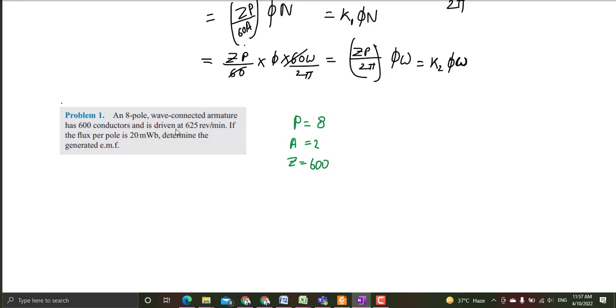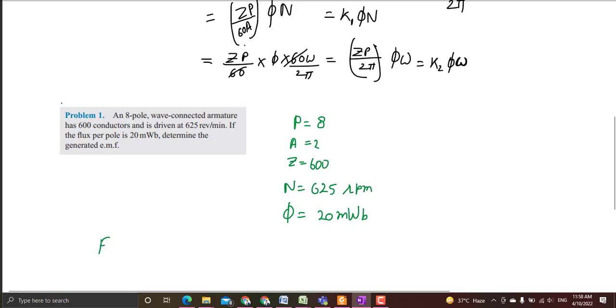It is driven at 625 revolutions per minute, so N is 625 RPM. The unit of N is always RPM, revolutions per minute: in 1 minute, how many revolutions the shaft makes. The flux per pole phi is given as 20 milliweber. Determine the generated EMF.